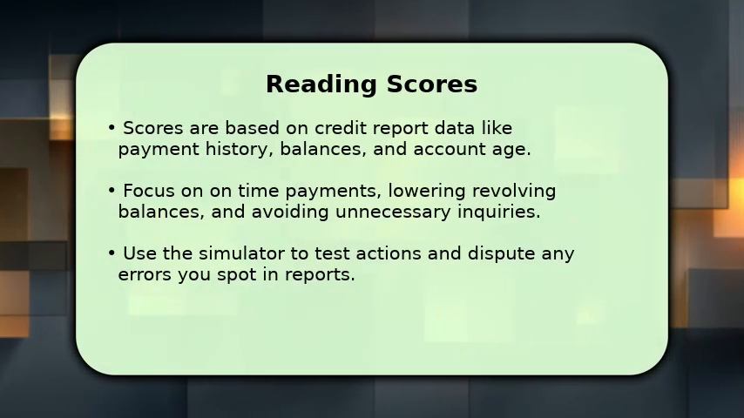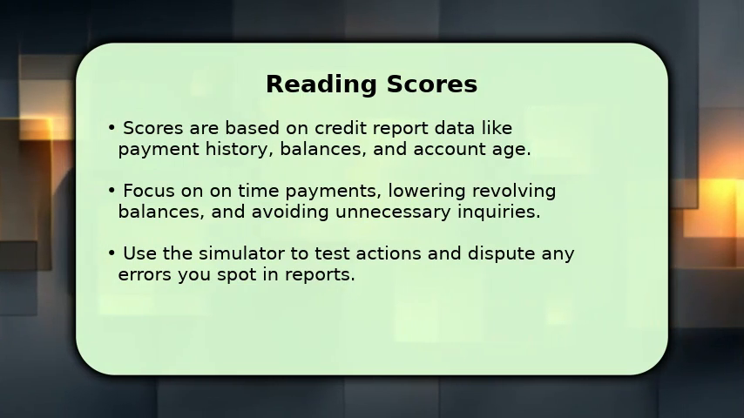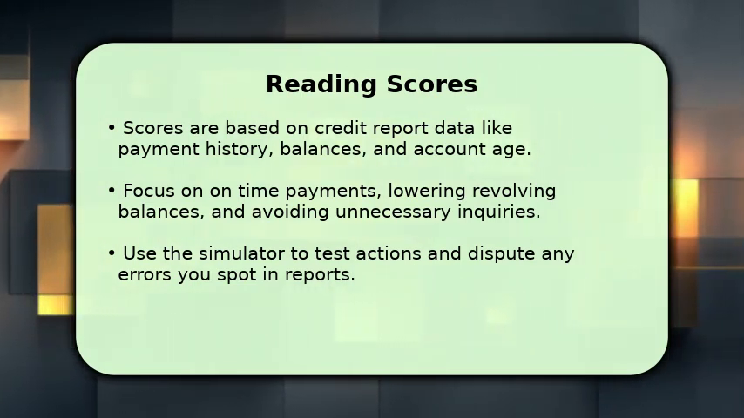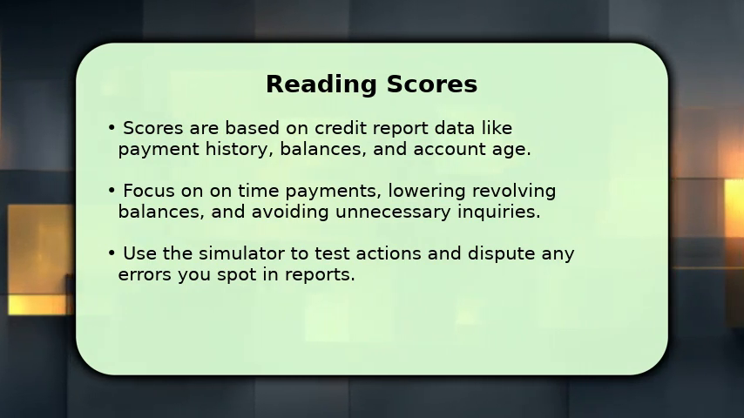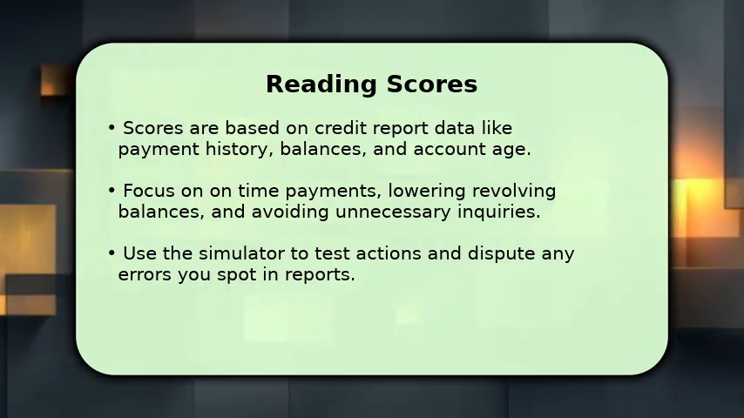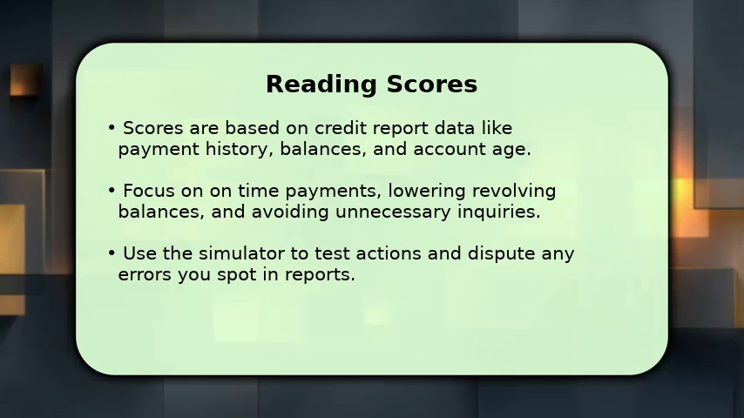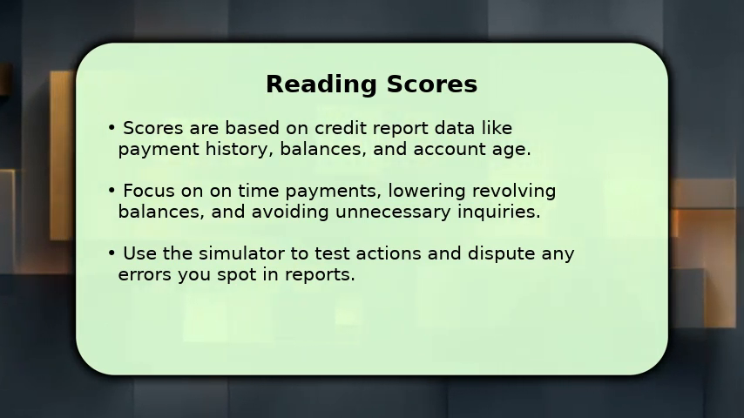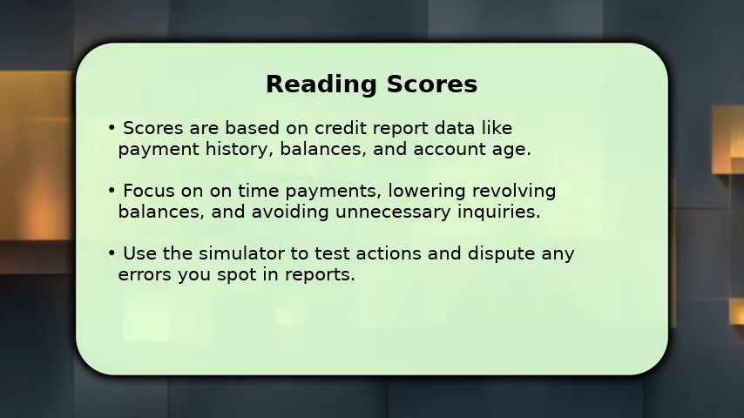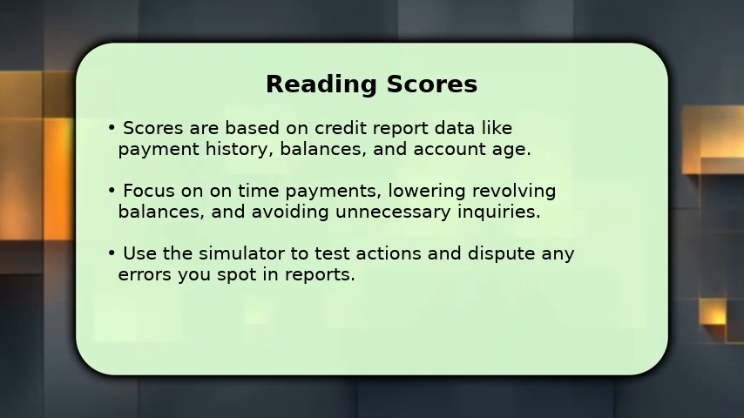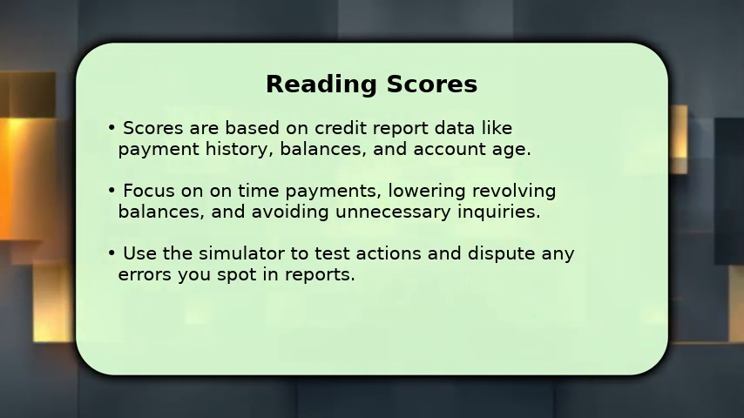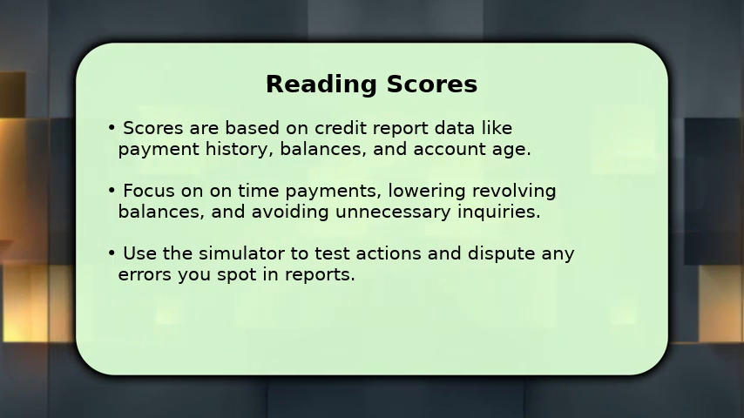Credit scores come from VantageScore models and reflect information in your credit reports, including payment history, balances, and account age. Focus on on-time payments, reducing revolving balances, and avoiding new credit inquiries to improve scores. Use the Credit Karma breakdowns to see which accounts impact each score and review soft inquiry history when checking offers. Regularly dispute errors you find on reports, and consider using the simulator tools to test potential actions.